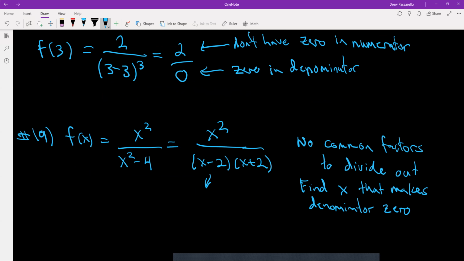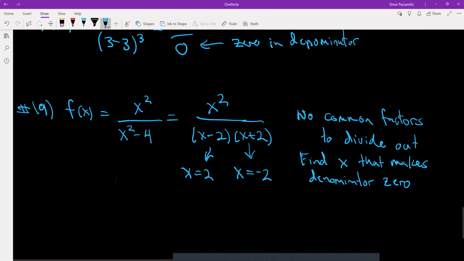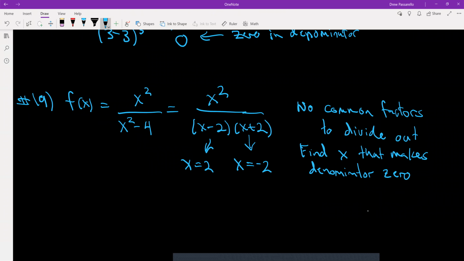Really, you can already tell that if x is 2, then 2 minus 2 is 0, and 0 times another number is 0. So this x minus 2 factor is going to give 2 as the asymptote. For the x plus 2, if x were negative 2, it would be negative 2 plus 2, which is 0. So that's going to be x equals negative 2. So these are the vertical asymptotes.